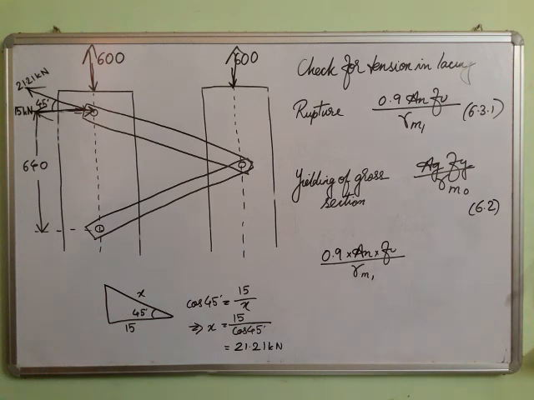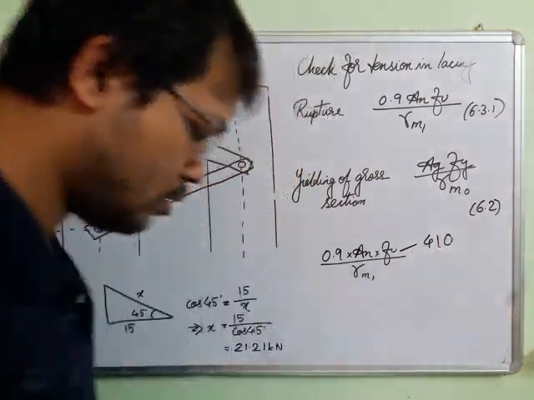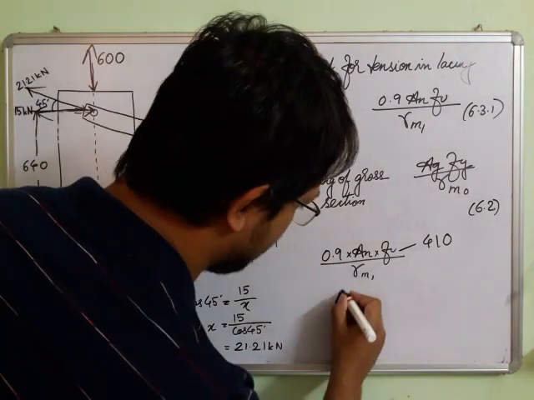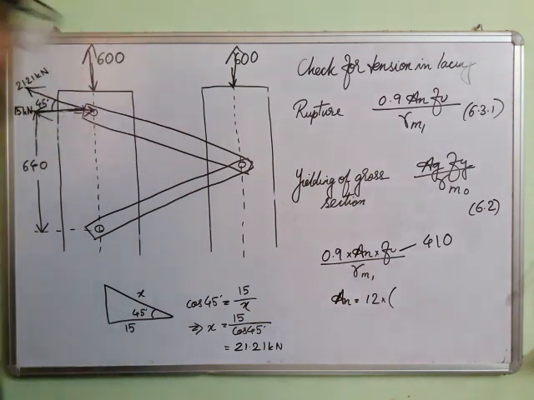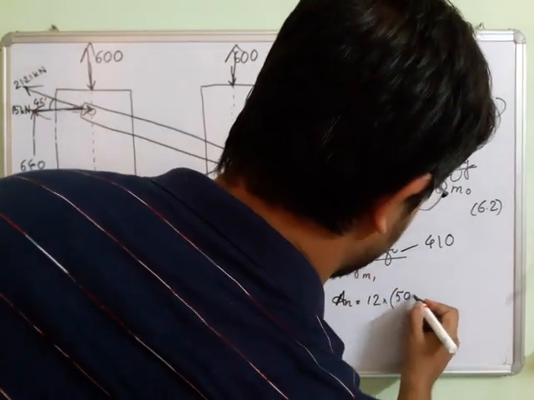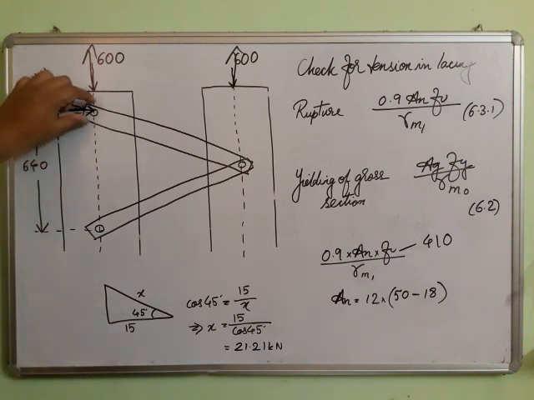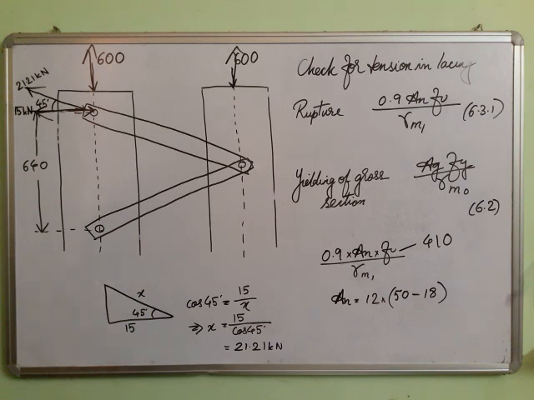So what is An, the net area? Fu is the ultimate stress, Fu is 410. Then the net area will be what? We know the thickness is 12. Width will be how much? There will be 1 bolt, so for the width, it will be 50 minus 18. For the bolt, we have to subtract the bolt hole. Since the diameter of the bolt is 16, we give a 2 mm clearance, so the diameter of the bolt hole becomes 18, and ultimately this is the net area.